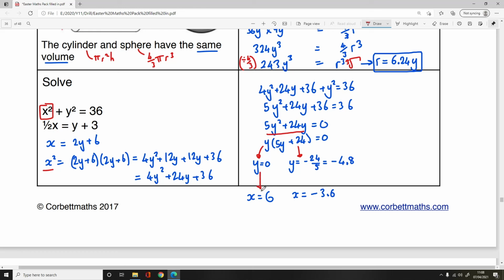And then we substitute them into x equals 2y plus 6, because I worked that out over here. 2 times 0 plus 6 and 2 times minus 4.8 plus 6 gives me my last two answers. So those are my solutions: 0 and 6, and minus 4.8 and minus 3.6.